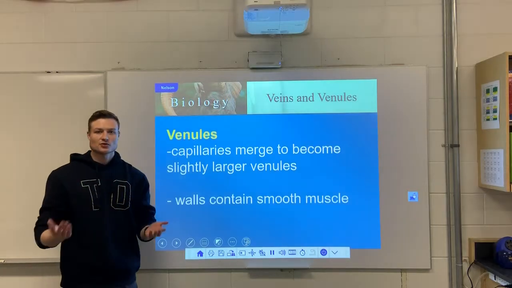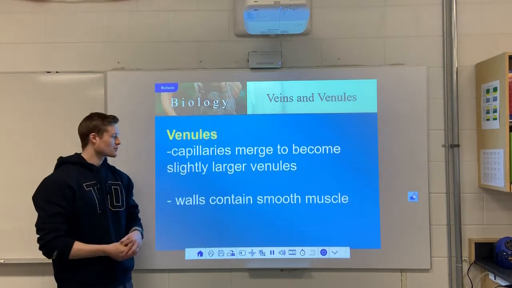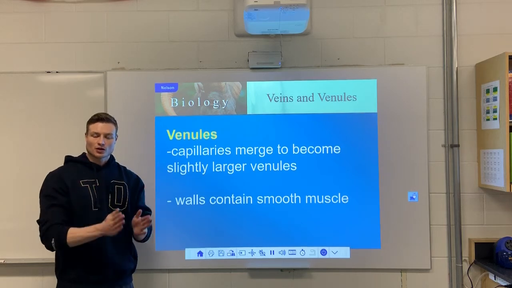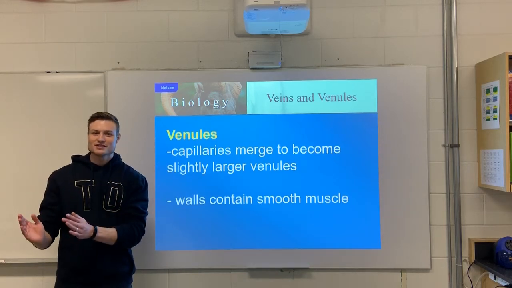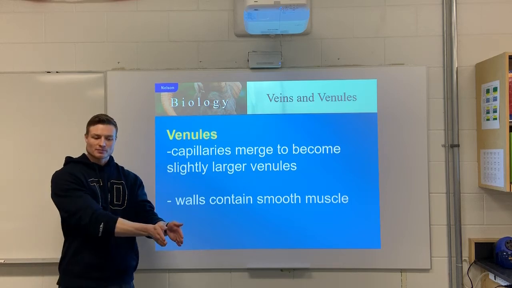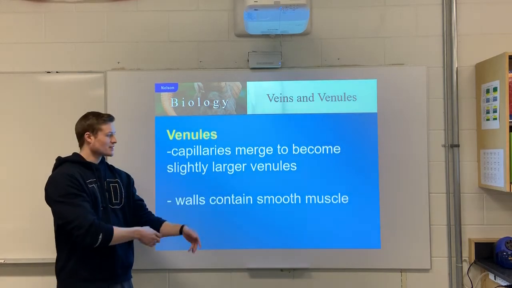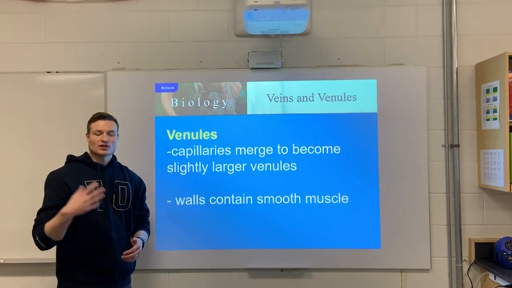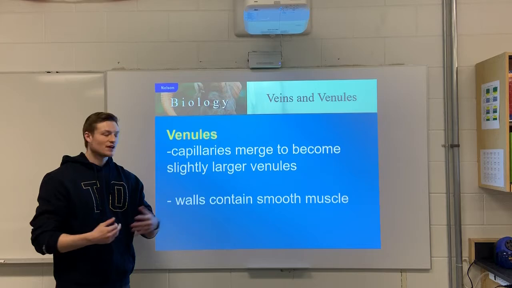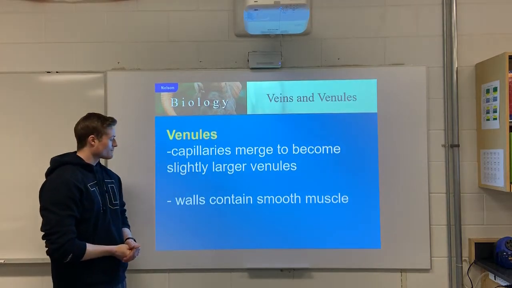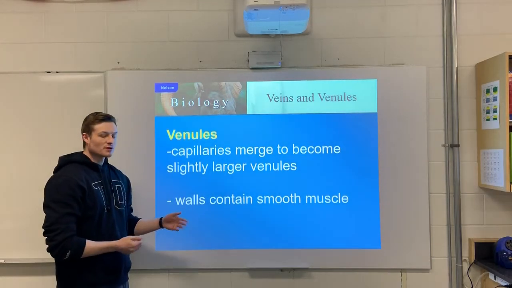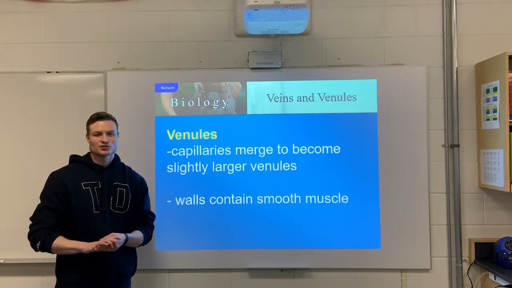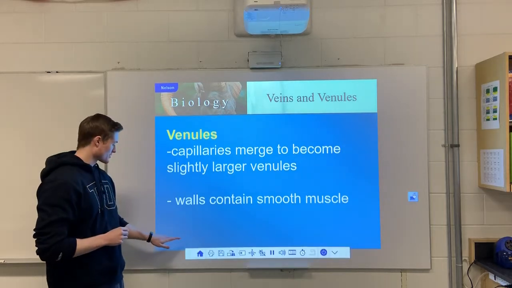Next, as we continue along our path of blood cells, we're going to hit the venules. So we're going to go from arteries to arterioles to capillaries and now venules. Venules are essentially smaller veins. So you'll have an arterial end of a capillary and a venule end of a capillary. Now, they also contain smooth muscle, but the pressure is quite low. The pressure in venules and veins is quite low in comparison to the arteries and the arterioles.